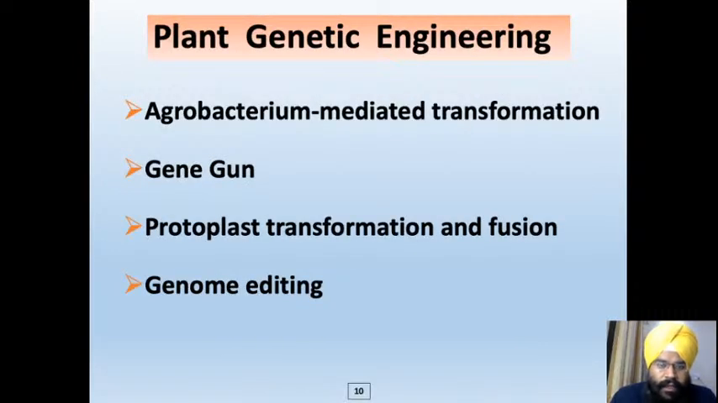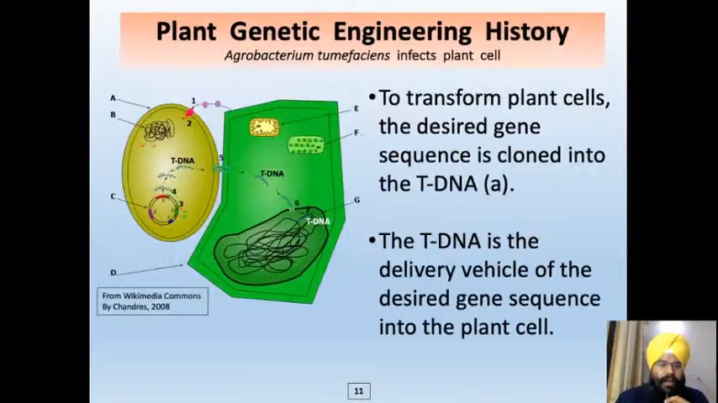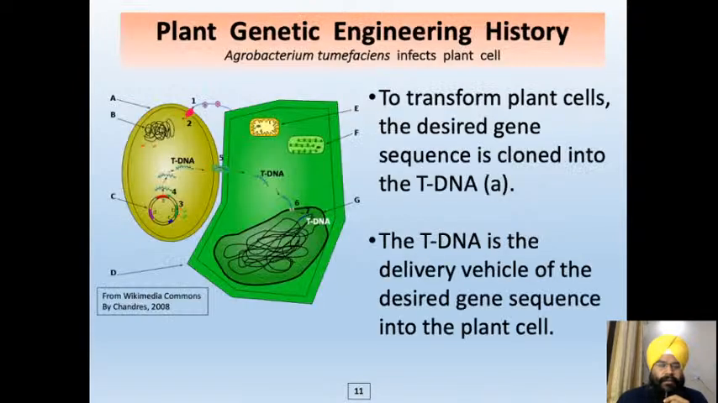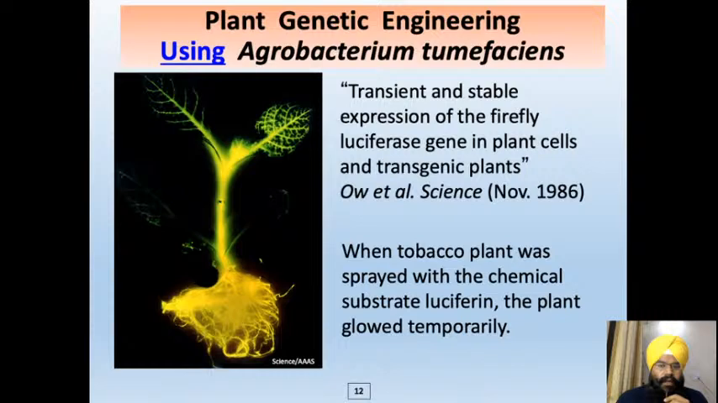So we have discussed Agrobacterium-mediated transformation so far, and then there is also a method called gene gun. Then there is a method called protoplast transformation and fusion that we have discussed in detail in earlier lectures. And there is genome editing, that is CRISPR-Cas9. So I will touch on that part a little bit today.